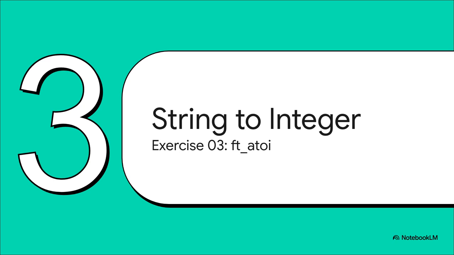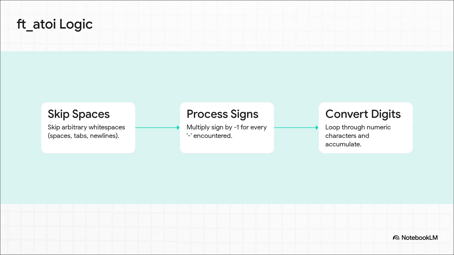Okay, section 3, string to integer conversion. Let's keep this momentum going. Now that we understand how numbers are broken down into characters, let's reverse the whole process for exercise 03 with ft_atoi. This function takes a string of characters and converts it back into a usable integer format. Think of your logic for this exercise in 3 sequential, distinct phases.